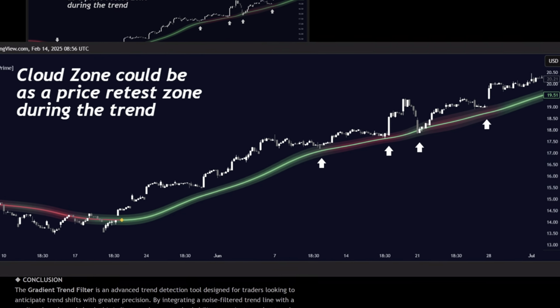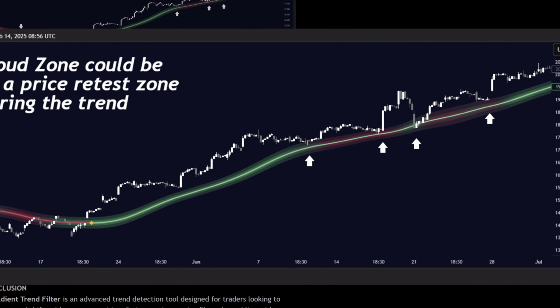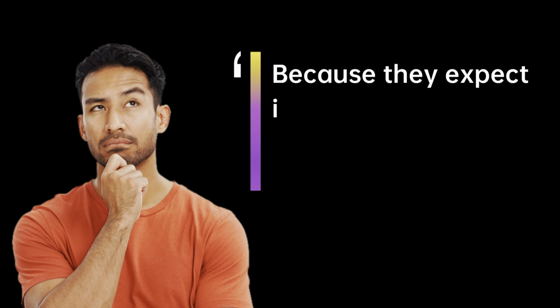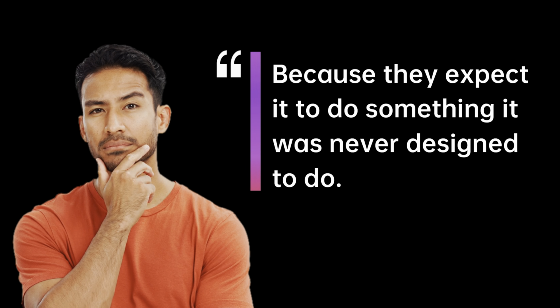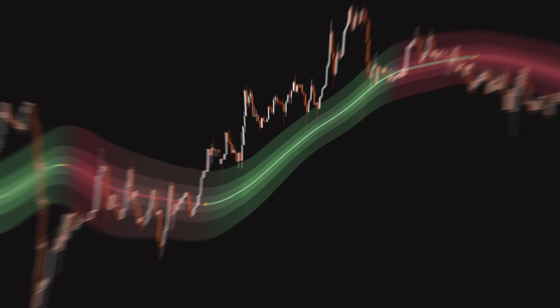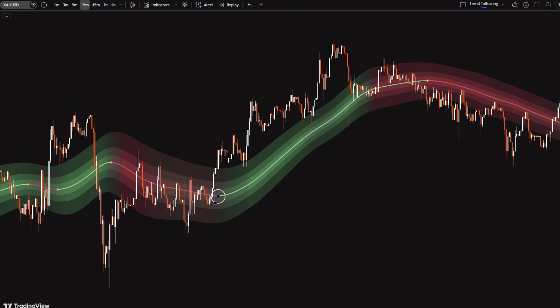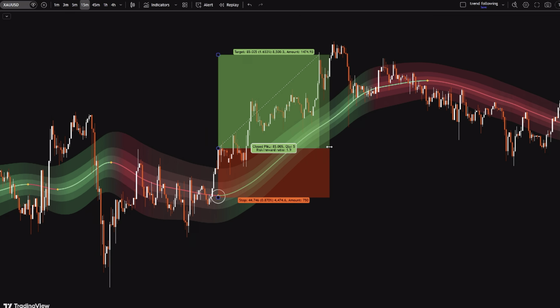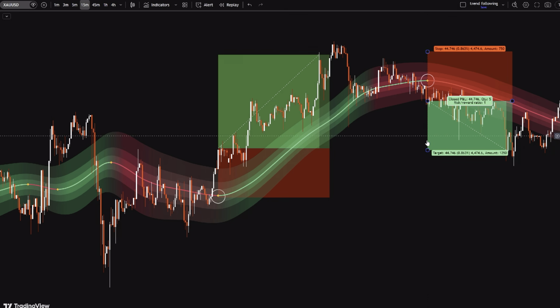Now here's where things get interesting. Most traders completely misuse this indicator, not because the indicator is bad, but because they expect it to do something it was never designed to do. They see green and immediately buy. They see red and immediately sell. No confirmation, no structure, no patience, just reaction. And sometimes that works. That's exactly what makes the mistake so dangerous.